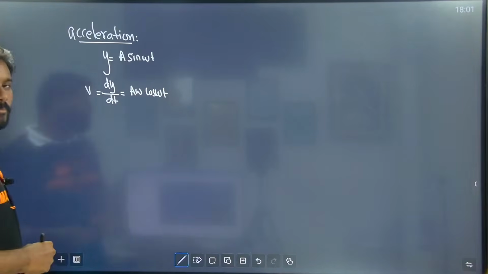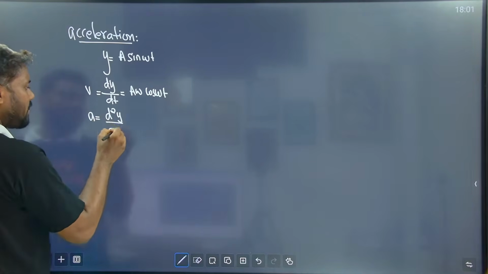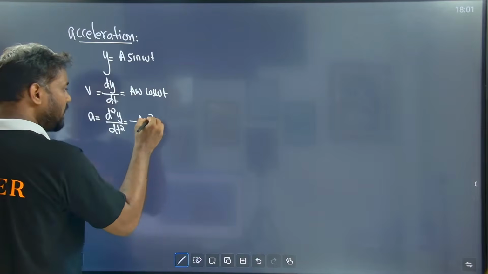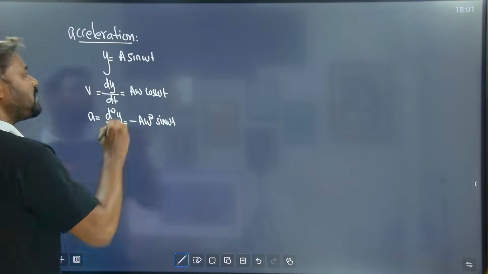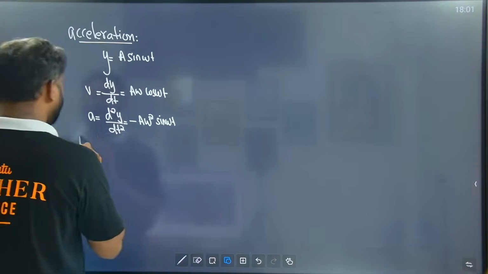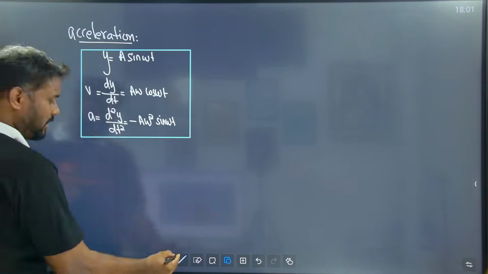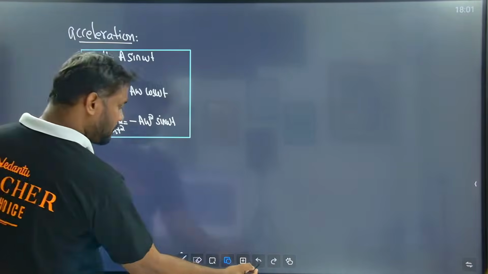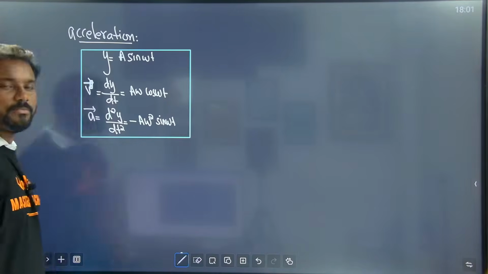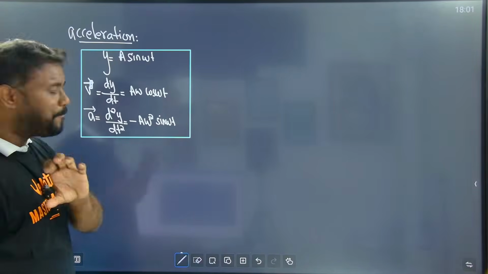Right? Again, I am differentiating for acceleration. Acceleration is d square y by dt square, right? So what will you get? d square y by dt square is minus a omega square sin omega t. This must be known clearly. This is a very important equation, the idea to start the equation of motion. This is the acceleration of the particle. So this is the velocity of the particle, and this is the acceleration. You can represent it like that. Minus a omega square sin omega t. Is it clear? Everyone understood? This is a very important idea while starting.